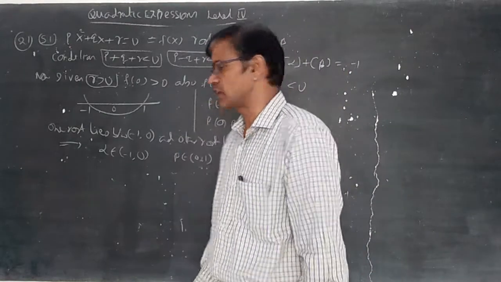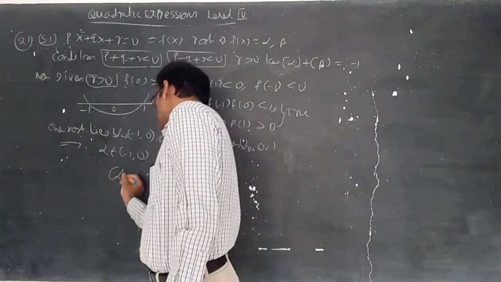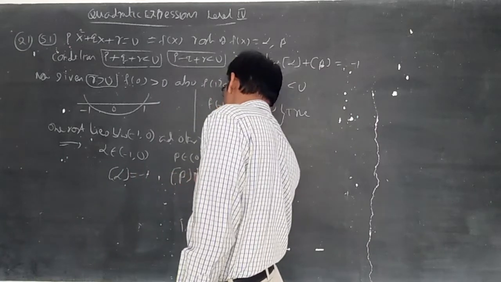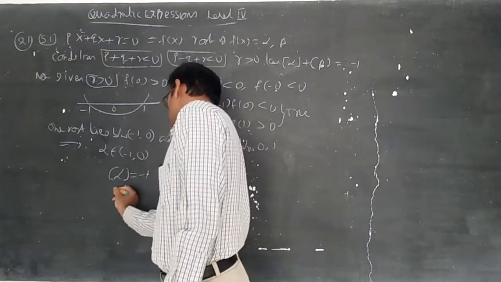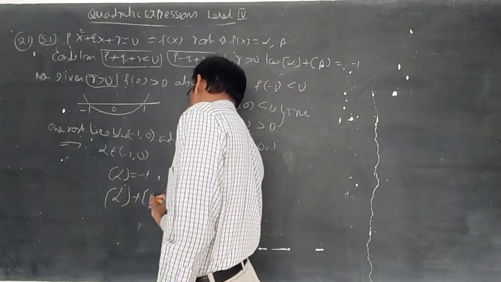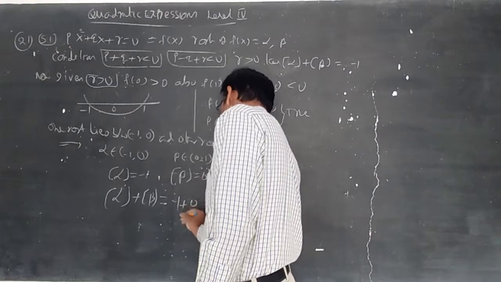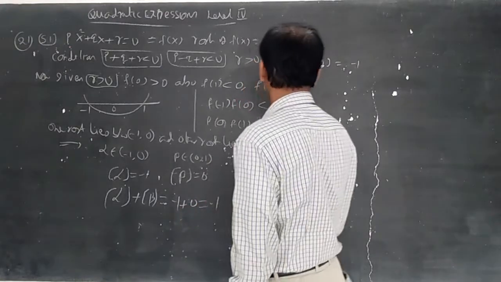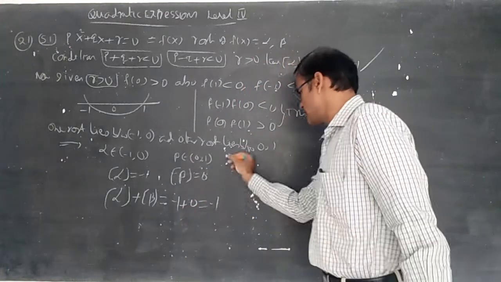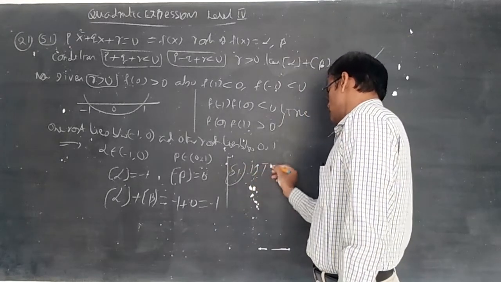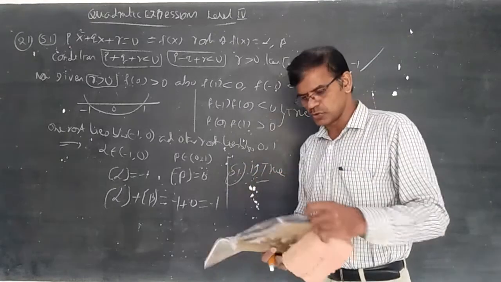The step always minus 1. So it is step of alpha equal to minus 1 here. Step of beta is equal to 0. Now, step alpha plus step beta equal to minus 1 plus 0 becomes minus 1. Yes, this is true. So we got statement 1 is true.